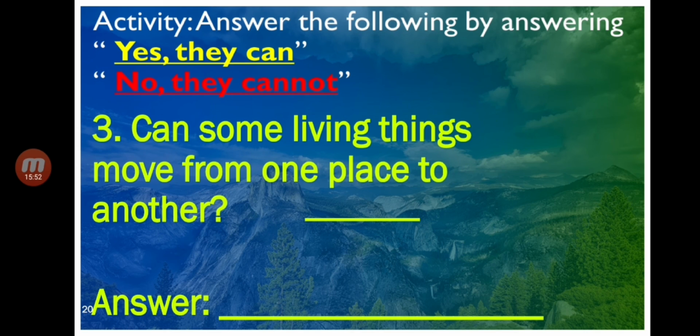Okay. Now, number 3: Can some living things move from one place to another? An example of a living thing here is a dog. A dog can move from one place to another. If your answer is yes, you write yes, they can. And if your answer is no, no, they cannot. So that's all for our activity.